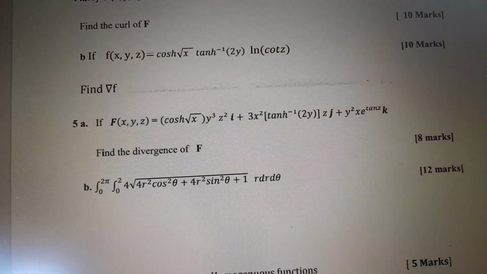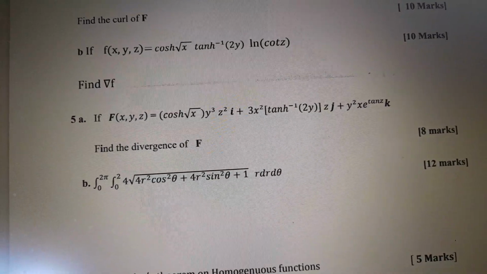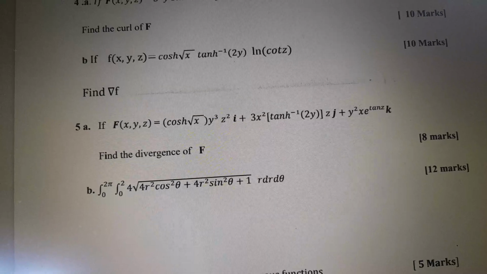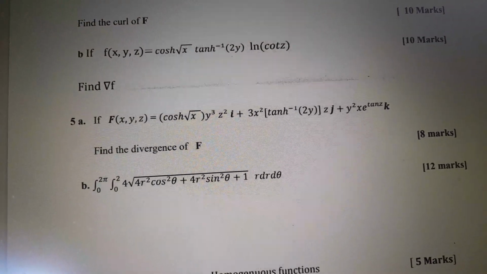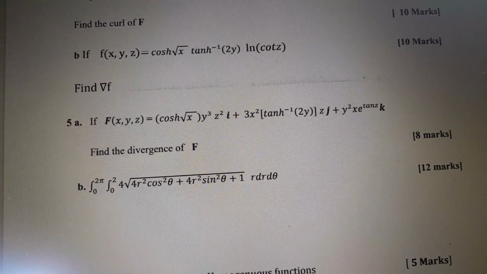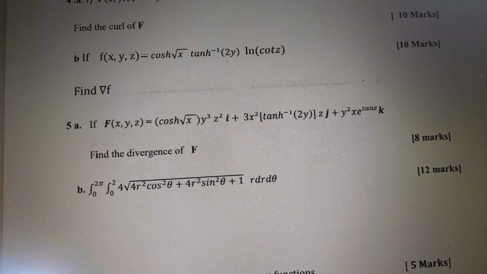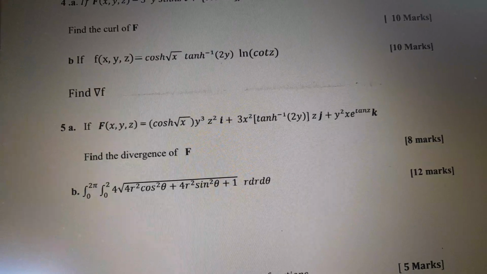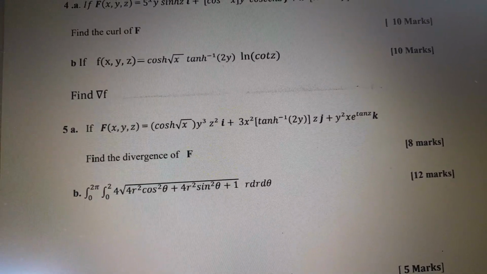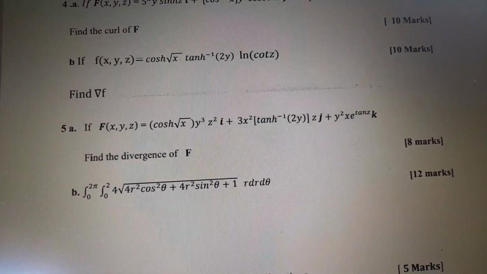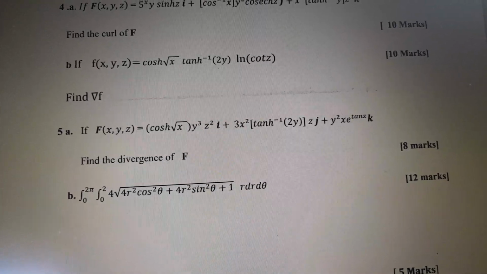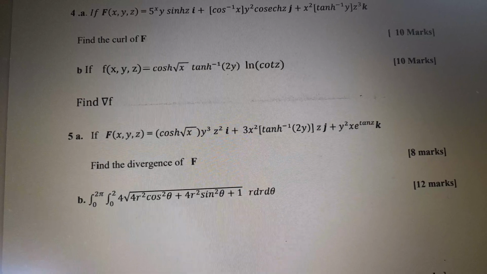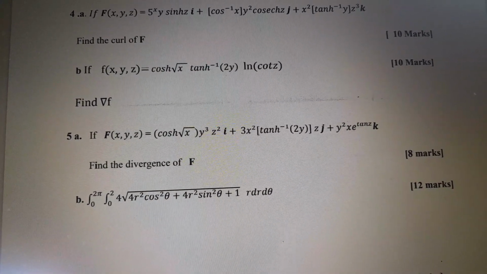So our question 5a says that if a function f, which depends on x, y, and z, is equal to cos of the square root of x, y cubed z squared in the i direction, plus 3x squared tan inverse of 2yz in the j direction, plus y squared x e to the power of tan z in the k direction, we should find the divergence of f, and this is worth 8 marks.